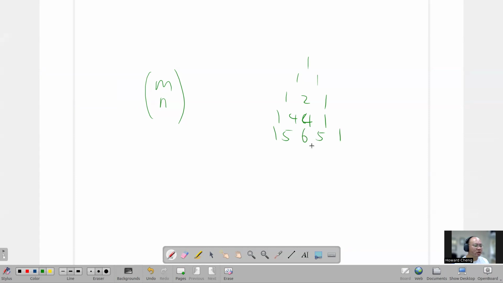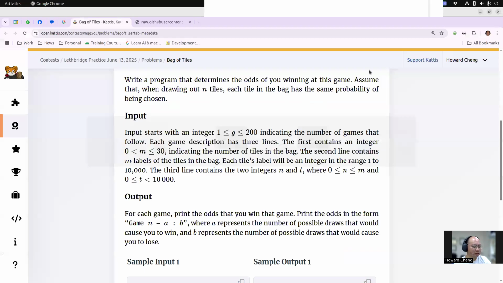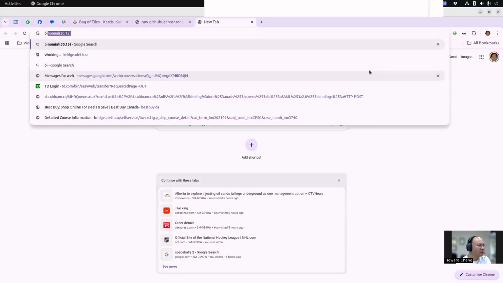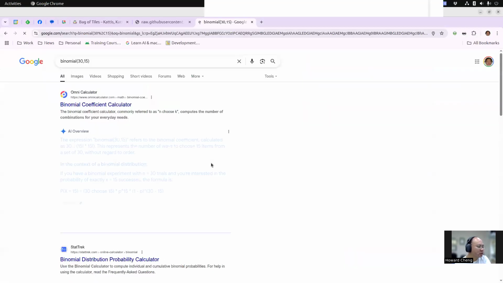The biggest entry is always the one in the middle. So how big can this be? If M is at most 30, the biggest it can be is 30 choose 15. Okay, so what is 30 choose 15? Let's ask Google.